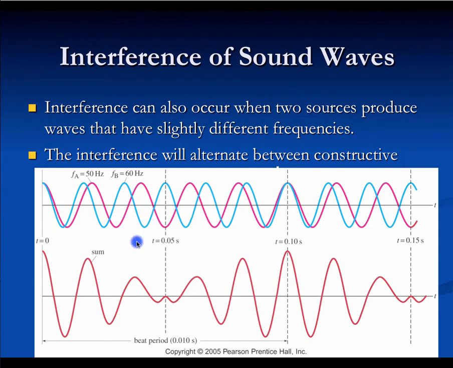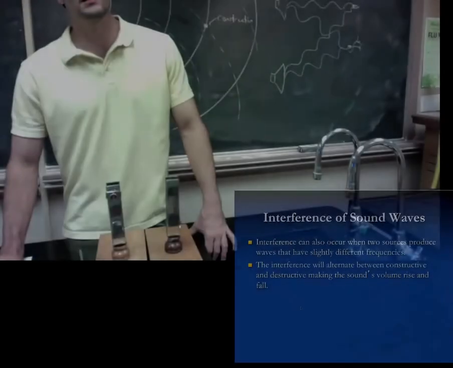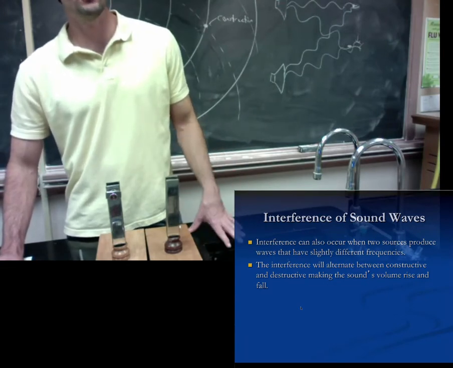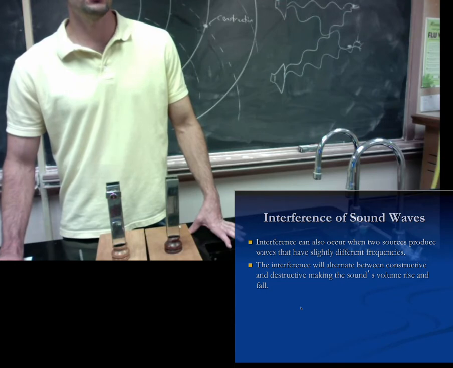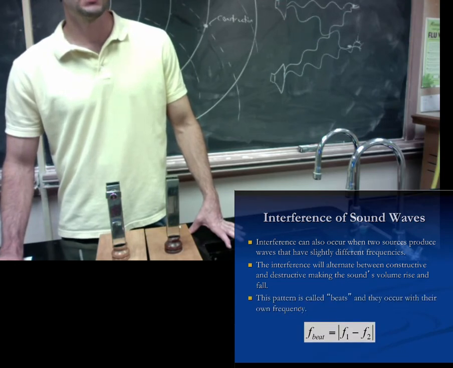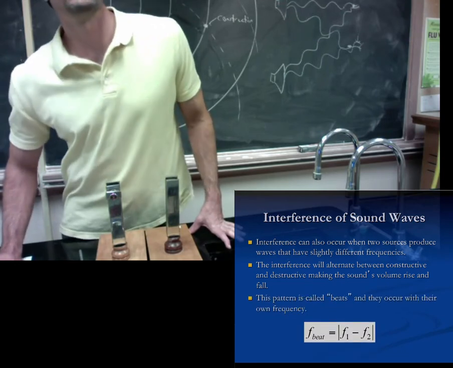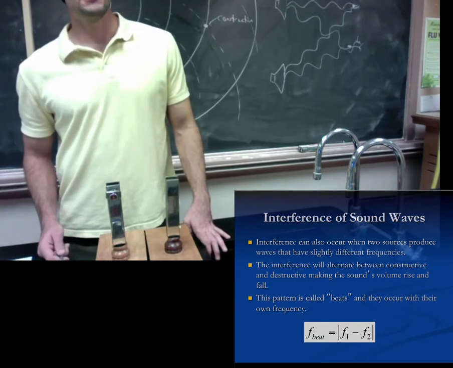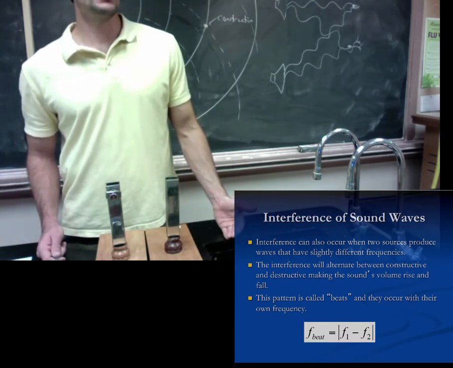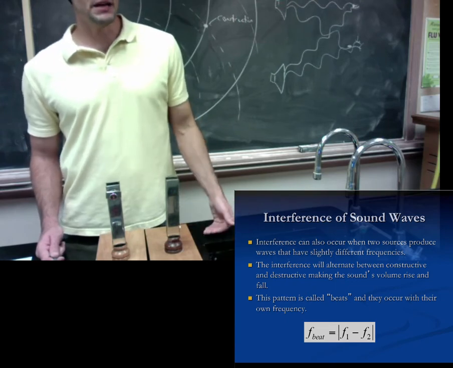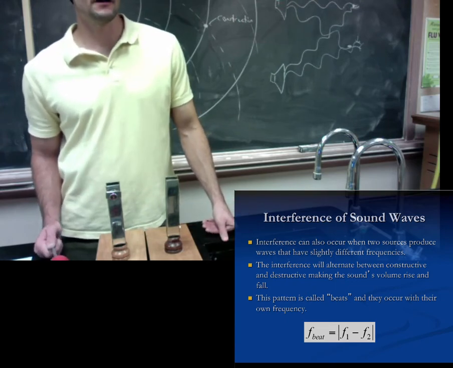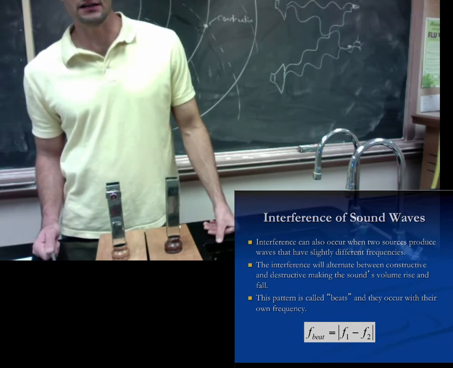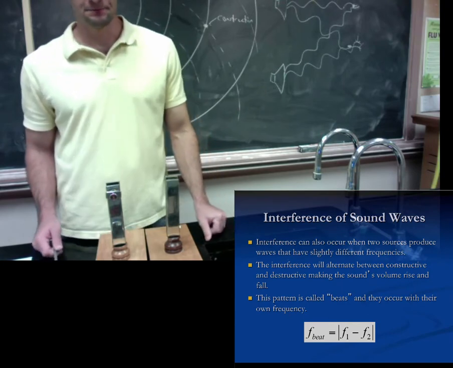So when you hear this, it causes the volume to rise and fall as you go back and forth between the constructive and destructive interference. This pattern of increasing and decreasing volume is called beats, and they occur with their own frequency. And that beat frequency is simply the difference of the two individual frequencies. That's probably the easiest physics equation you will ever see.